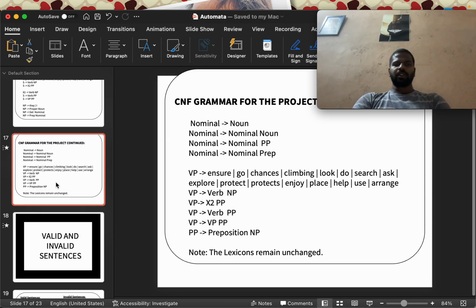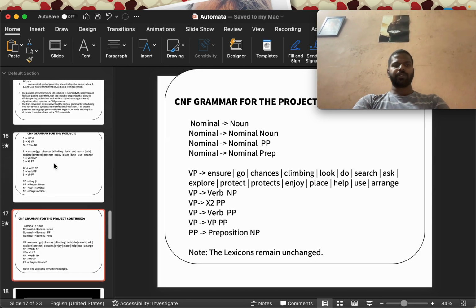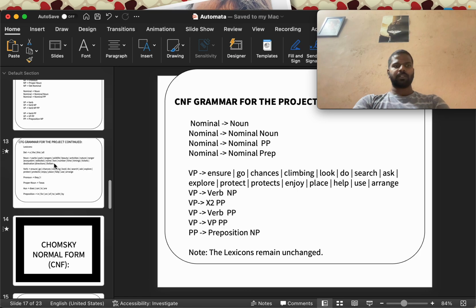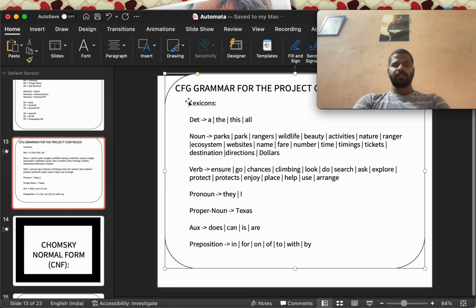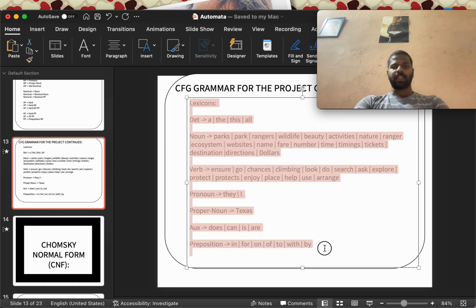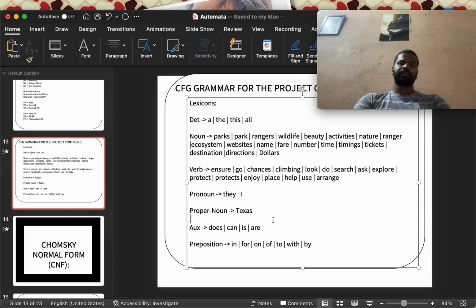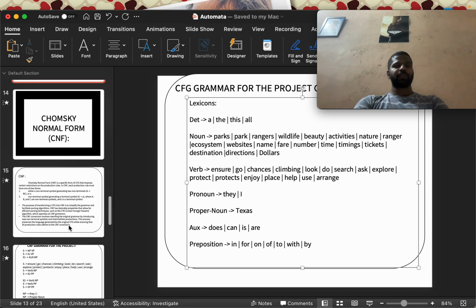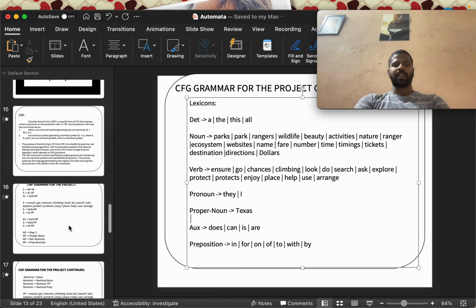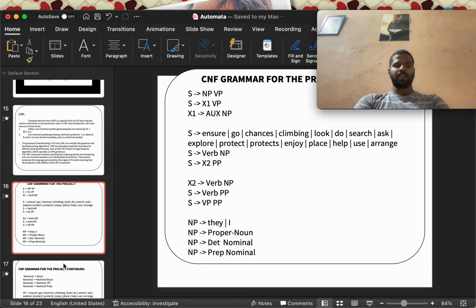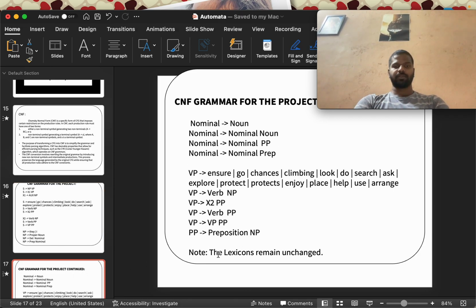And these are all the lexicons that I have used in the CFG. These are the lexicons which I have taken from the sentences. Those are the 15 valid sentences. Those are not at all changed. The lexicon should not change in the CNF grammar. That is, the lexicon is the same in the CFG and in the CNF. The lexicons remain unchanged.